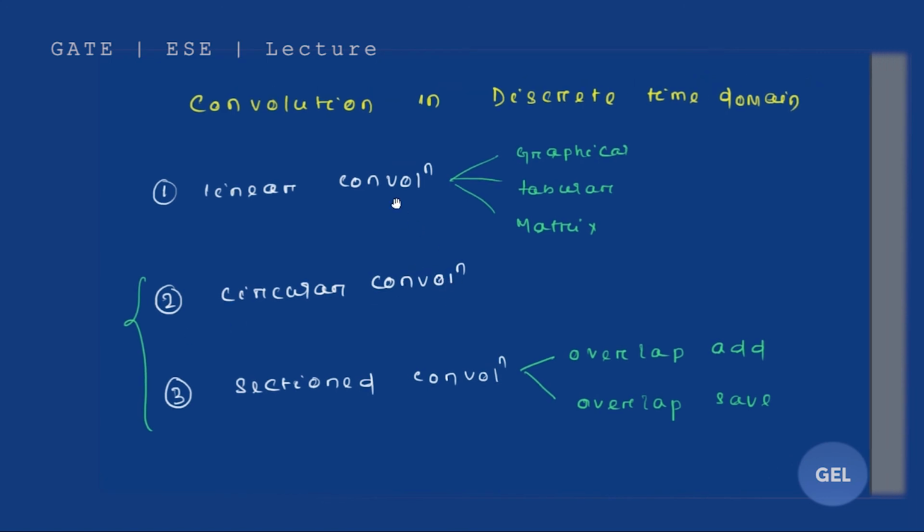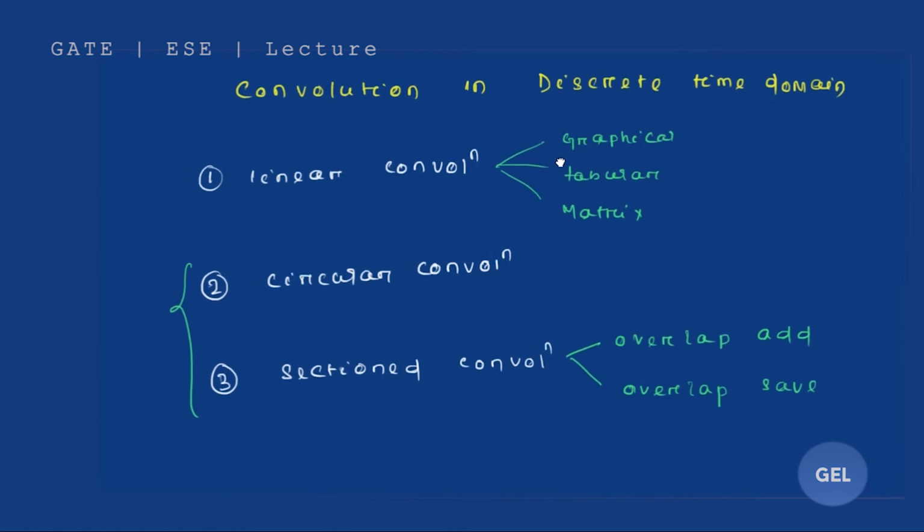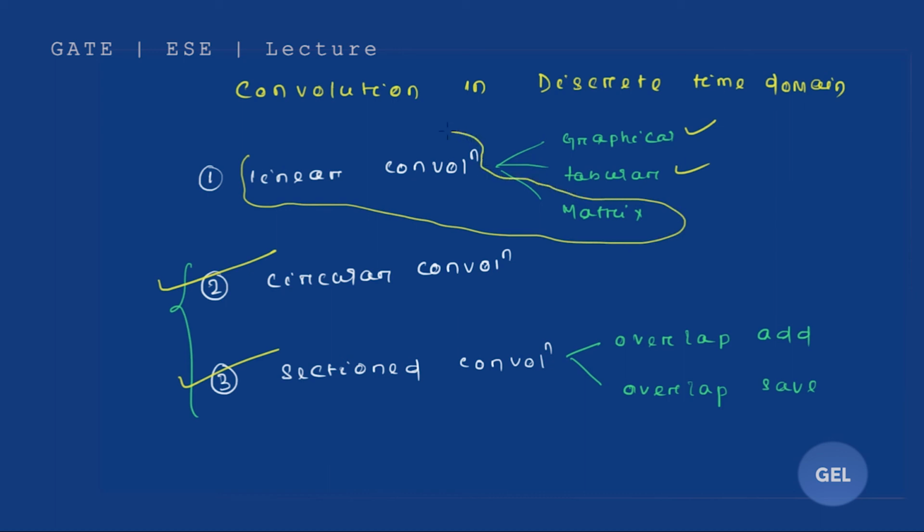Okay, moving on. Convolution in the discrete time domain: the syllabus includes linear convolution, circular convolution, and sectioned convolution. Sectioned convolution is also divided into two methods, the overlap add method and the overlap save method. These categories have a lot of importance for your semester exam. But for GATE and engineering services, I'm going for this much only. I'm not going to include all of these things.